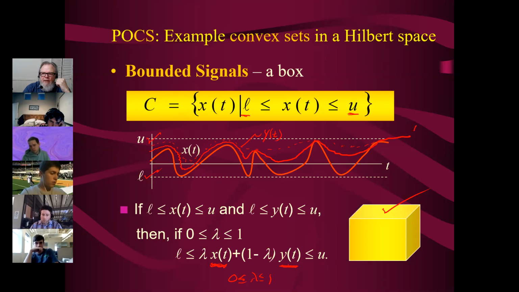So this would be 1/2 x plus 1/2 y. It'd be the average between the two signals. And is that signal bounded for lambda equal to a half?